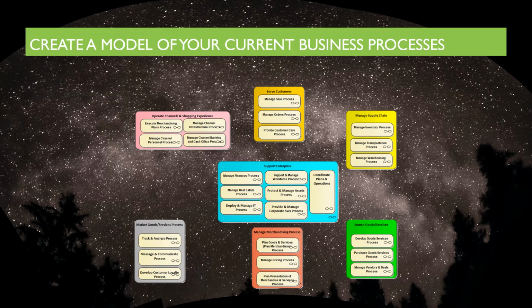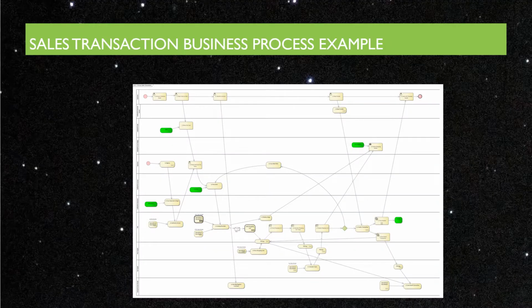To make this work properly, you need to have a model of your current business processes. Unfortunately, most retailers don't have a place to start with this, and these are very time-consuming to create. But in our example, we're going to work on the manage the sale process. So we're going to drill down into a sales transaction business process example. As you can see here, it's got all of the various swim lanes, it's got all of the processes involved. The green are devices that interact with the model, messages that are transferred from place to place, and data storage that has to occur. There's a lot that happens in just selling an item.